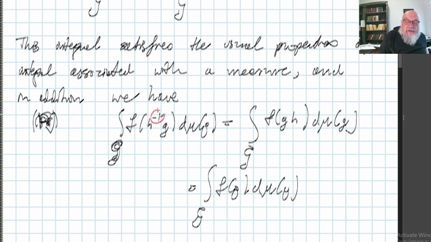Of course, the inverse that I put here is just a convention, but you can notice that this is not essential. It has no particular importance here.